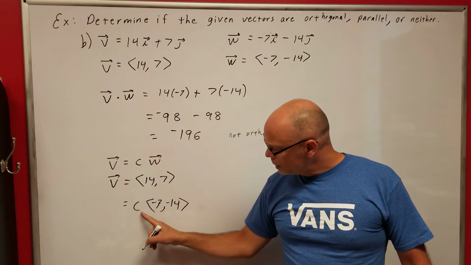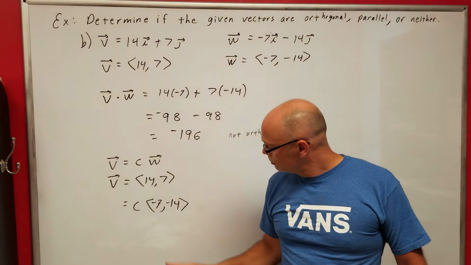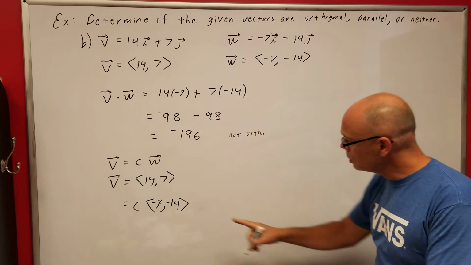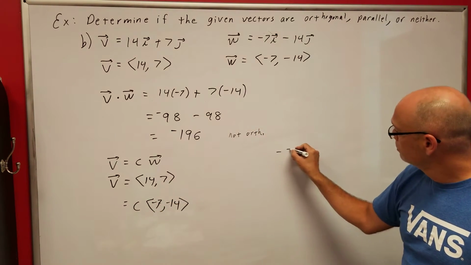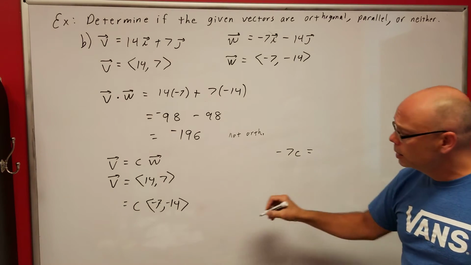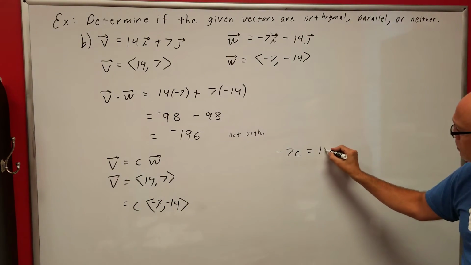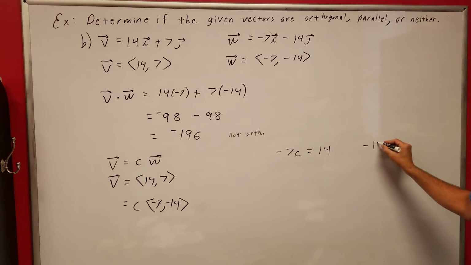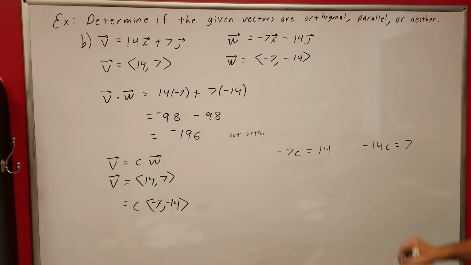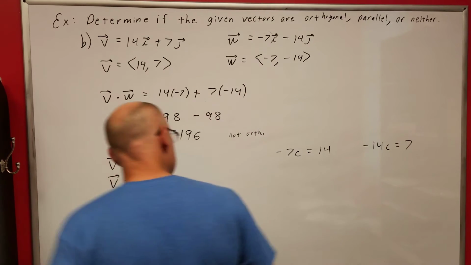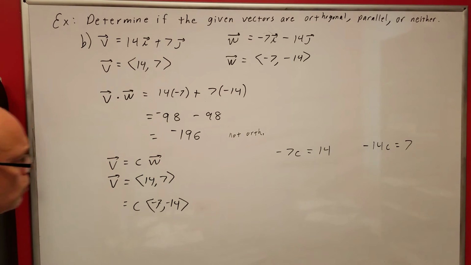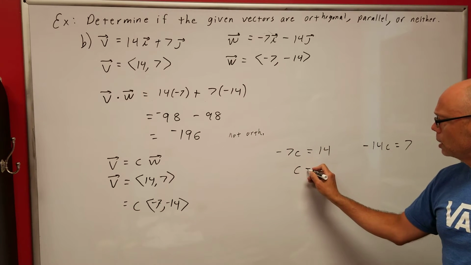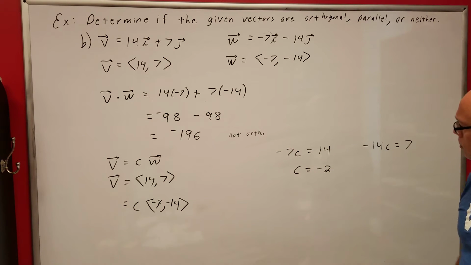So, negative 7 times C should give me 14, and negative 14 times C should give me 7, right? So what am I trying to do here? I'm just trying to find that C value, right? All right, so if I solve this, I get what? C is equal to negative 2.